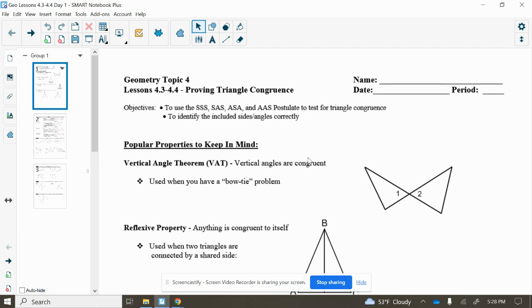Everyone, and welcome to lessons 4.3 through 4.4, day 1. Today, we're going to talk about ways in which we can prove triangles congruent.